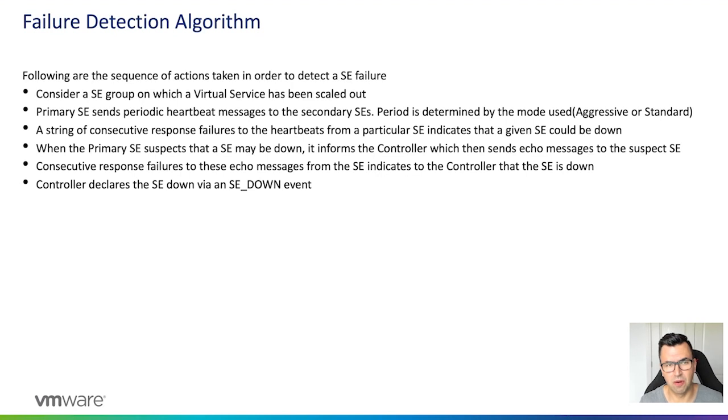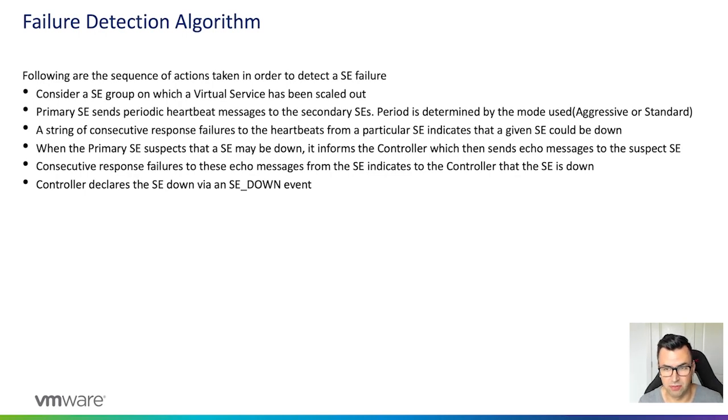Now let's take a walk through what actions happen when there's an SE failure. Consider an SE group in which a virtual service has been scaled up. That means it's running on at least two SEs. The primary SE sends periodic heartbeat messages to the secondary SE. How frequently those messages are delivered is based on the settings.